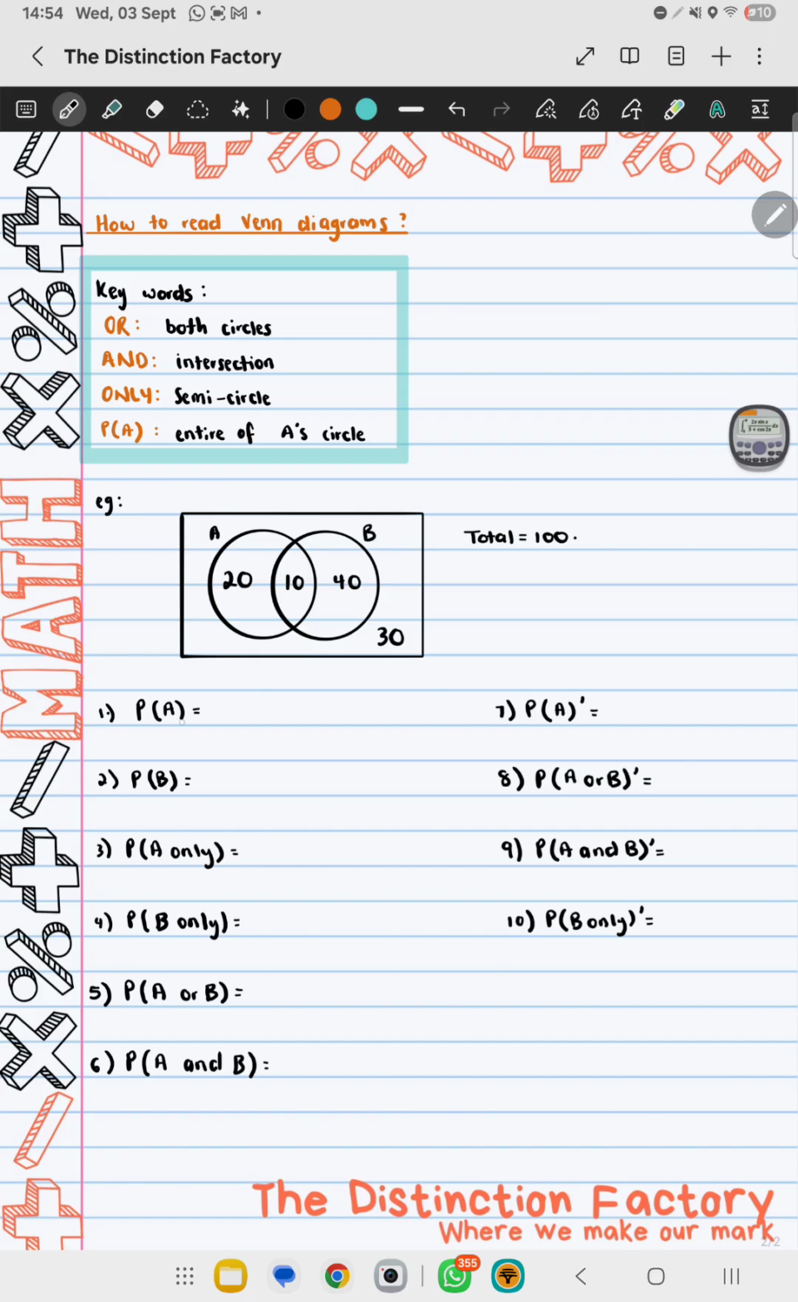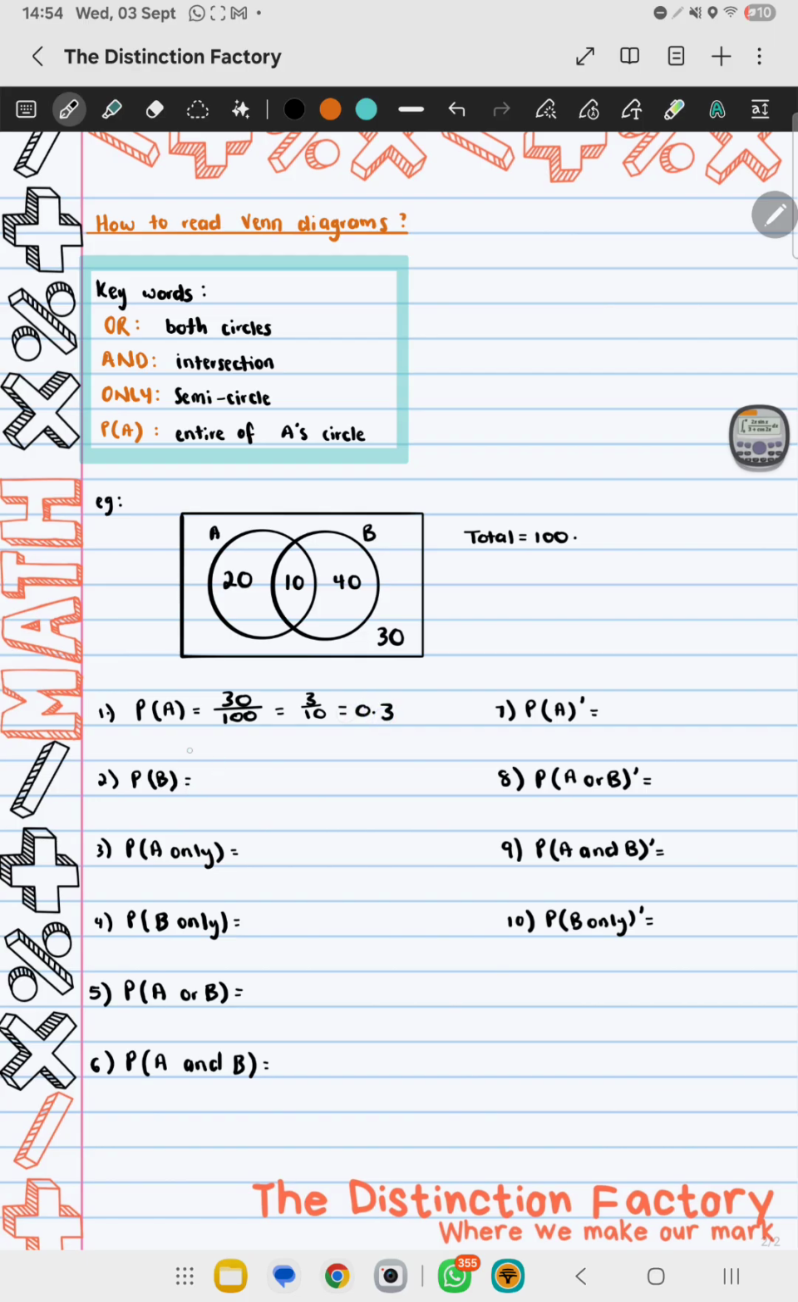So the first question says the probability of A, and we know that if they mention just the probability of A, then we're looking at the entire circle of it. So we are looking at the 10 and the 20 together, which gives us 30 over our total of 100. If they just asked you for the number of A, then you can just write 30 as your answer because they don't want it as a probability. But in this case, we will put it over 100 because they are asking for probability. And then you have to write this in simplest fraction form or in decimal form.